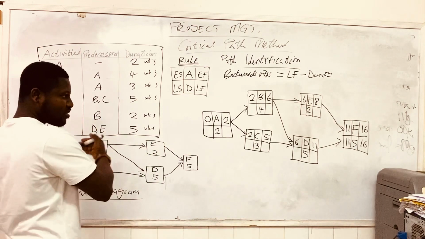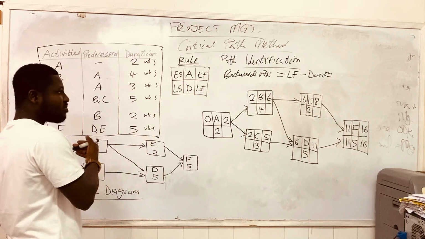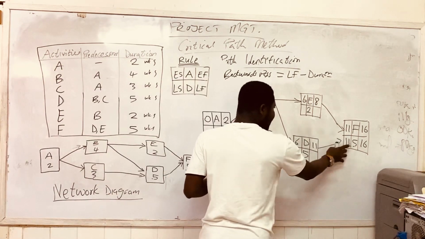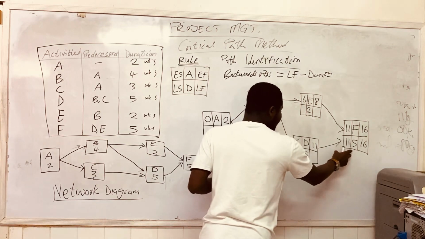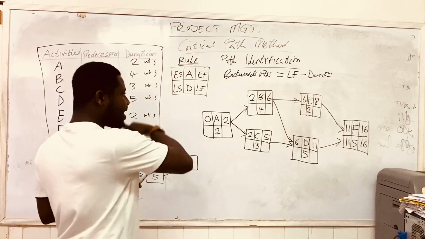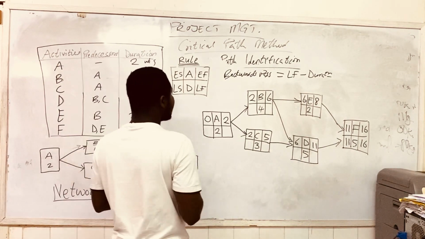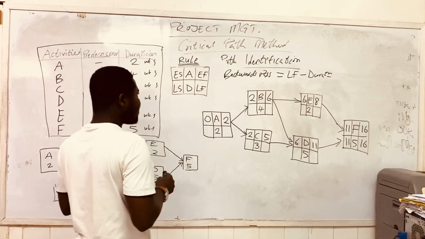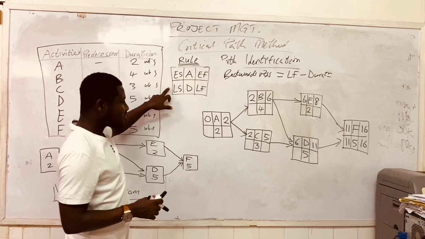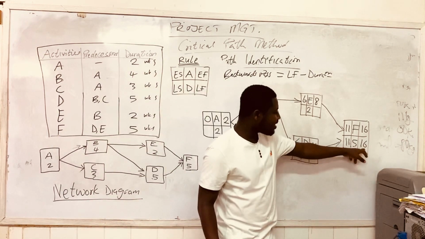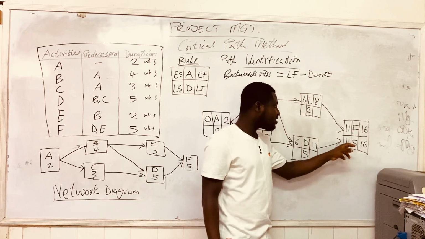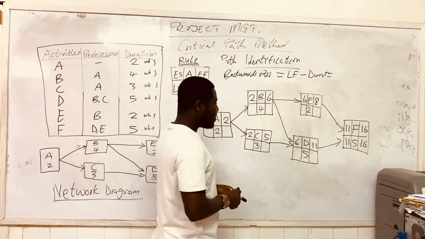So when we are calculating the backwards pass, the latest start time of an activity becomes the latest finish time for another activity, as long as the backwards pass is concerned. And so this LF minus D will give us LS. And so LF, which is the latest finish time for activity F, minus its duration being 5 weeks, gives us 11 weeks here.